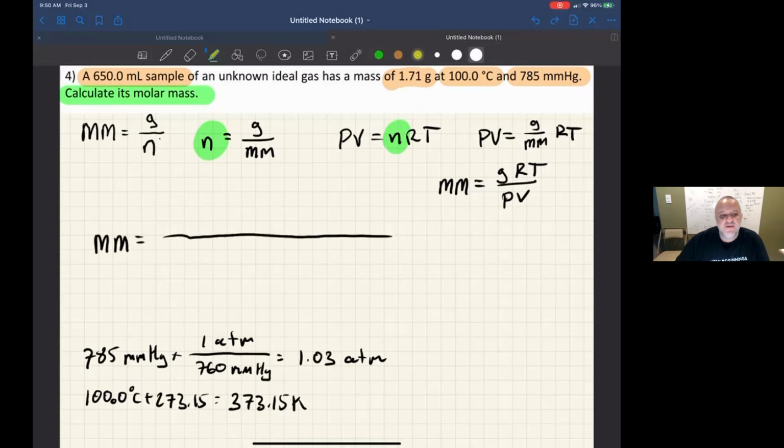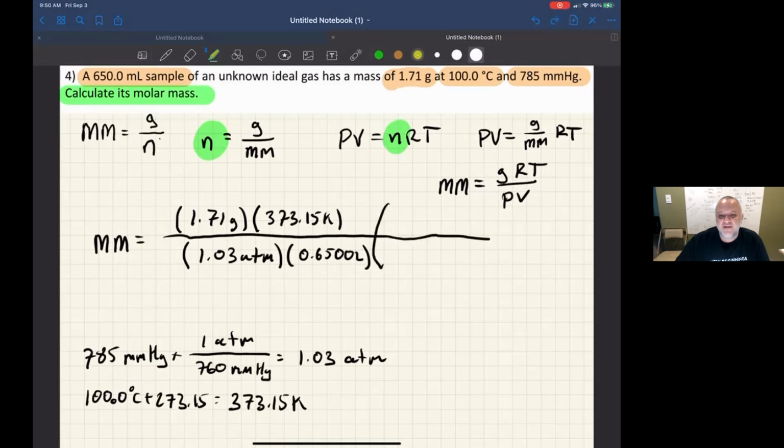So let's put it all together. 1.71 grams times 373.15 Kelvin. I'm going to save that gas constant for last, divided by 1.03 ATM divided by 0.6500 liters. And now here comes my gas constant, 0.08206 liters times atmospheres over mole times Kelvin.